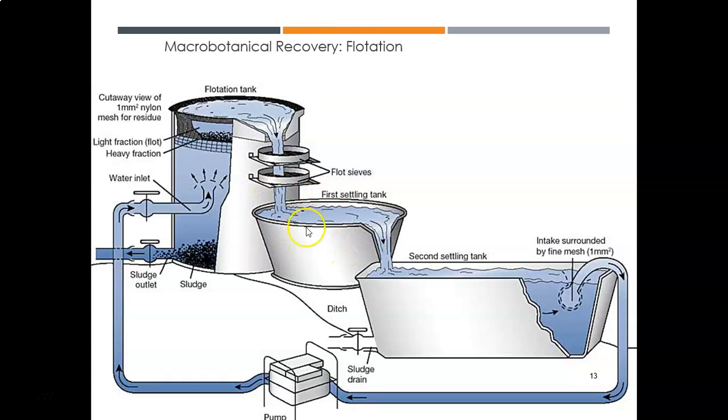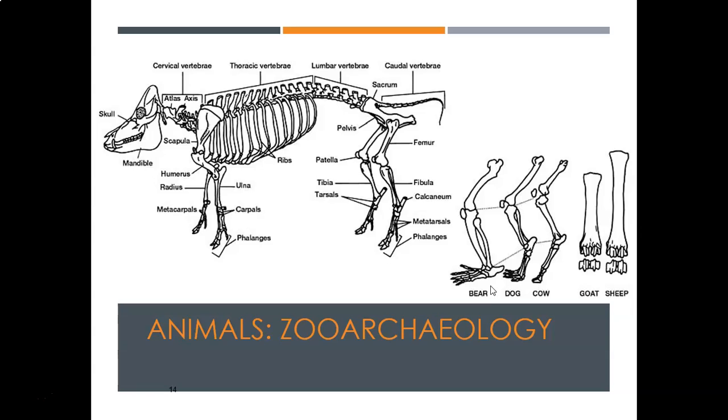Some of the finer particles in sediment will end up in a settling tank. Sometimes there can be subsequent settling tanks with even finer mesh at each of the different entry and exit points. This allows us to recover these organic materials separated out from the sediment, and then we can process them for analysis.